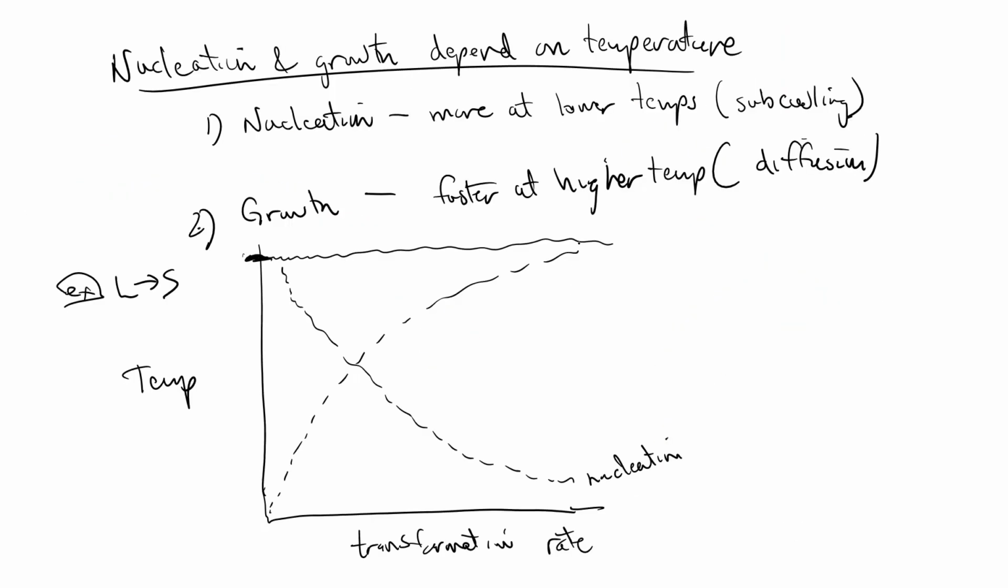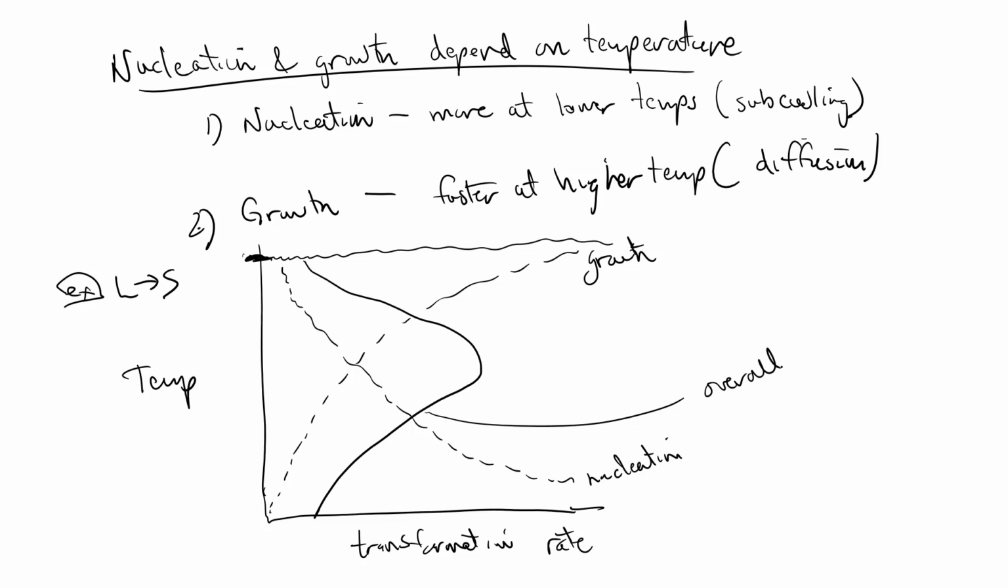Okay, now going back to here, the growth rate, because it depends on diffusion, is much higher at higher temperature. The overall transformation rate looks like this. That is, you add them both together. So here's our overall rate. And what you can see is there is a place here where the rate is the fastest. There's like a sweet spot here.